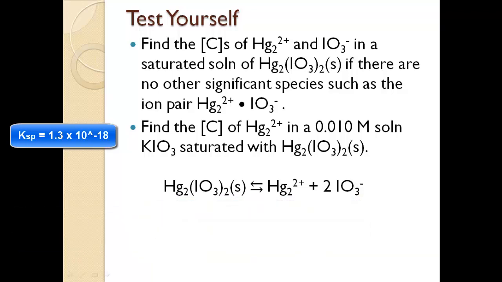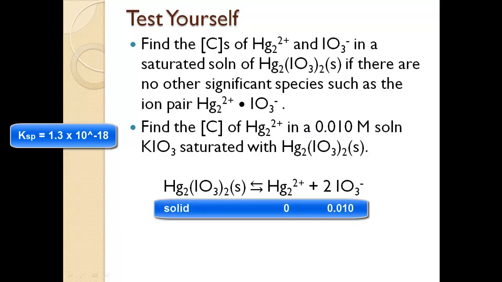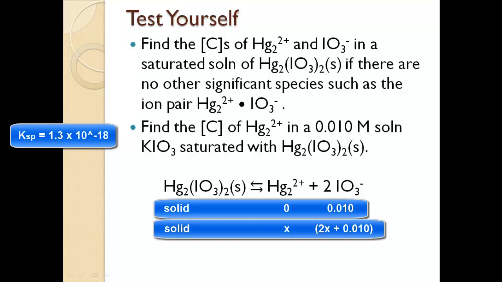The second part of the problem says, find the concentration of the mercurous ion in a 0.01 molar solution of KIO3 saturated with that same solid. So here is an example of the common ion effect. We're adding a separate source of iodate into this solution. If we do our table, at the beginning you're going to have solid for your solid, 0 for your Hg2 2+, and then 0.010 for that iodate, because that iodate is initially in there because you've added it to the solution before anything has happened. The final concentration is, of course, solid stays as a solid, the Hg2 2+ becomes x, and your iodate is now 2x plus 0.01.